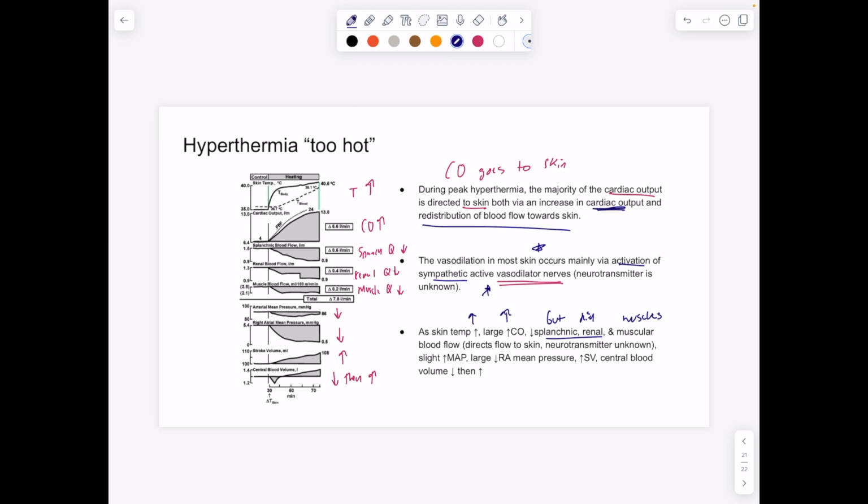And then as a result, if you have less blood flow to the muscles, you're going to have, I think this is a typo, a decrease in mean arterial blood pressure because so much of it's going to the skin, and a decrease, for the same reason, in right atrial mean pressure. Stroke volume will go up, but the net result of this decreased pressure is you're going to have less perfusion pressure, and then you could potentially have fainting.